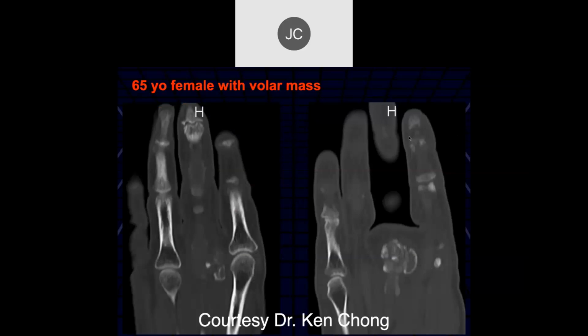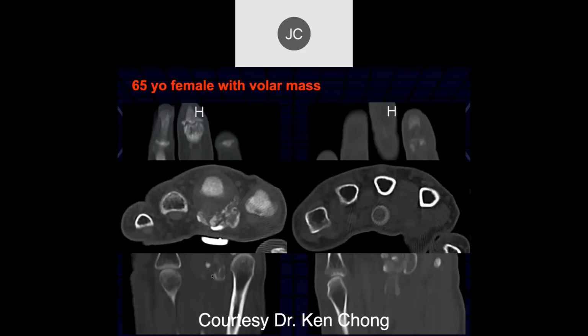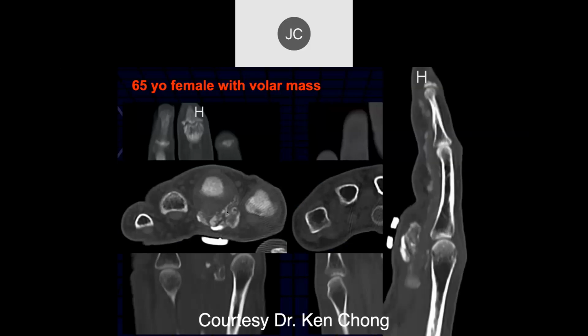All right. 65-year-old female with volar mass. It's in the region of the third metacarpal head. We see all this, I guess, heterotopic ossification. And here are the axial images. Here are the sagittal images. Looks like it's superficial to the flexor tendons, right? All the way along here. Yeah. And this is calcific tendonitis involving the flexor tendon.